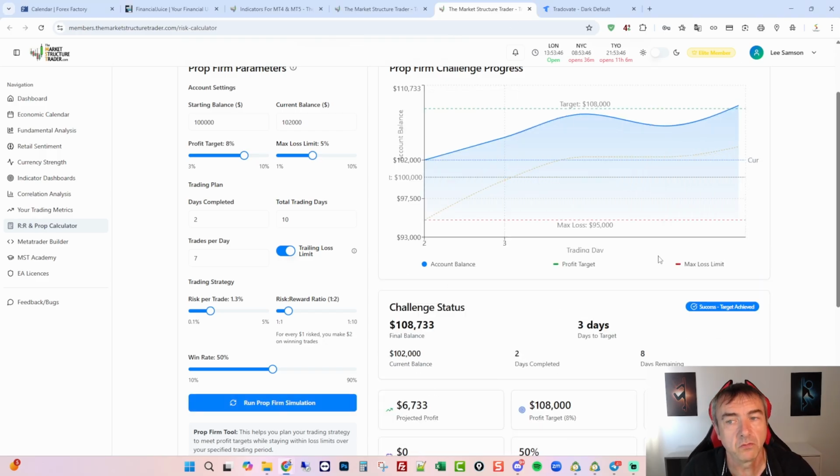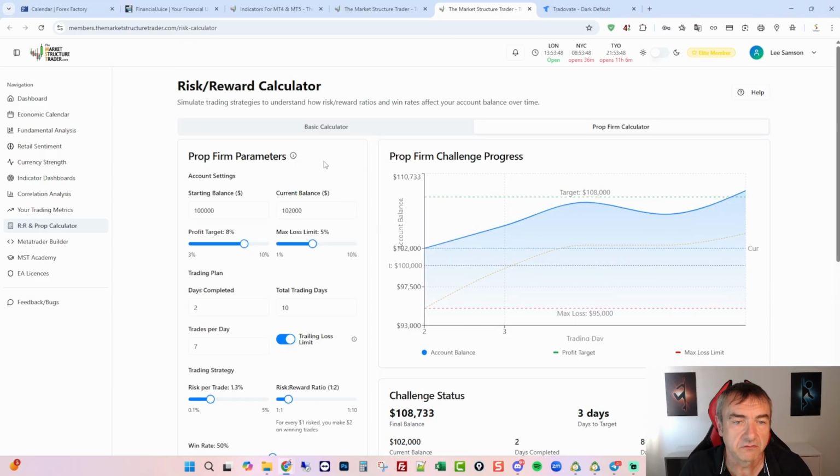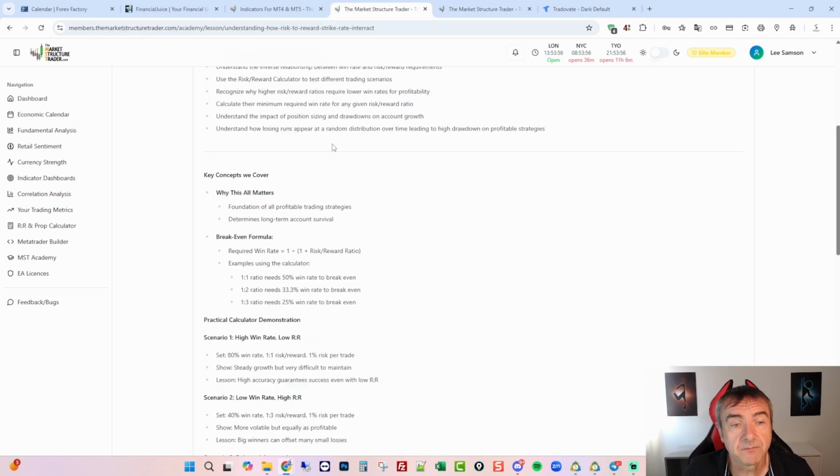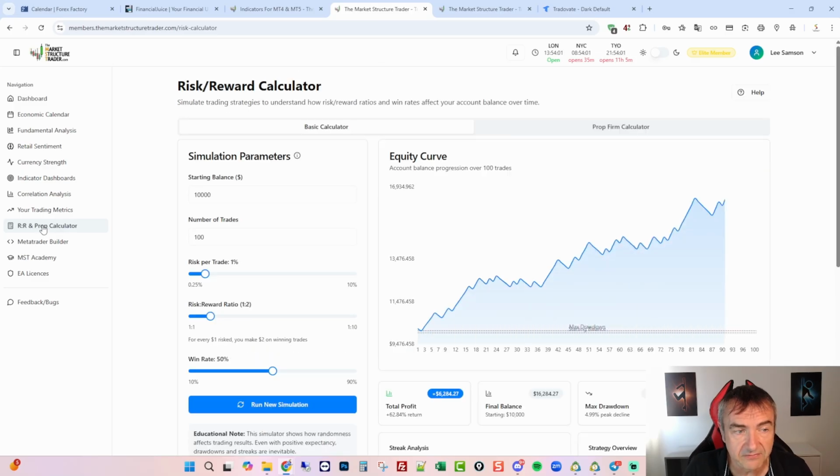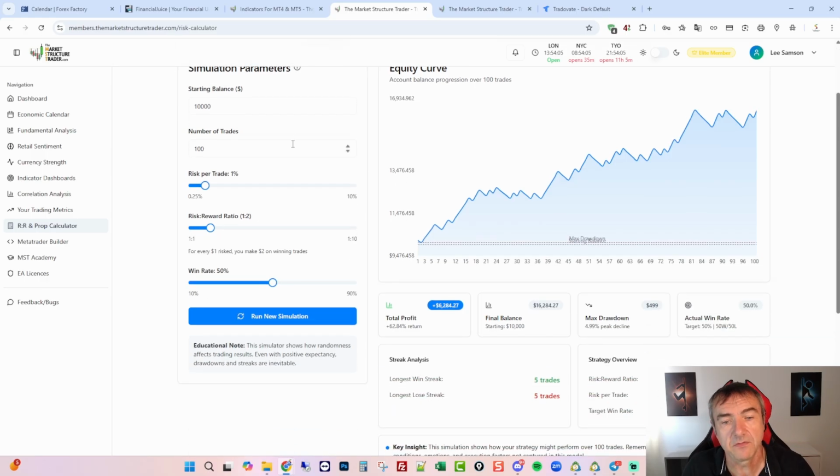So this is a great tool to use to give you an idea of how you can plan an evaluation to get funded, okay, which is what most people these days are trying to do. So that's the end of that lesson. The risk reward and prop calculator is there on the left-hand side. Come onto the site, have a play around with it.